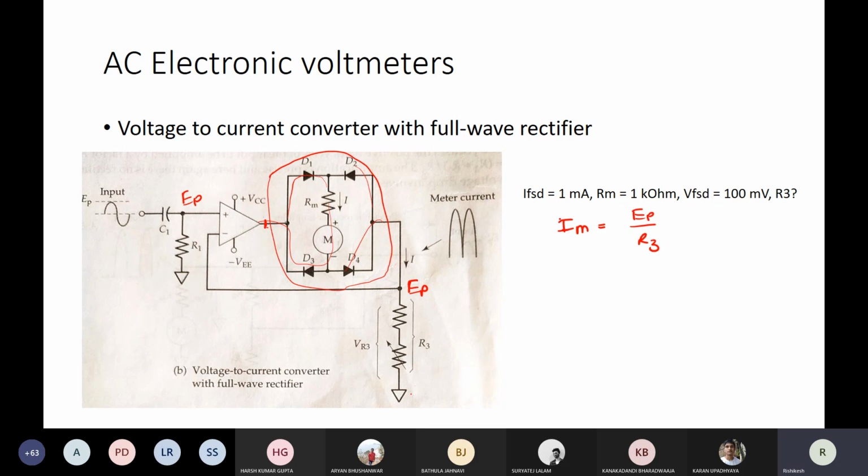Now let's say we are given a meter whose full scale deflection current is 1 milliampere, right? And the meter resistance is 1 kilo ohm, and the VFSD, the full scale deflection voltage, is given as 100 millivolts. We are asked to calculate what is R3. What should be the value of R3? Now can someone tell how can I calculate R3?